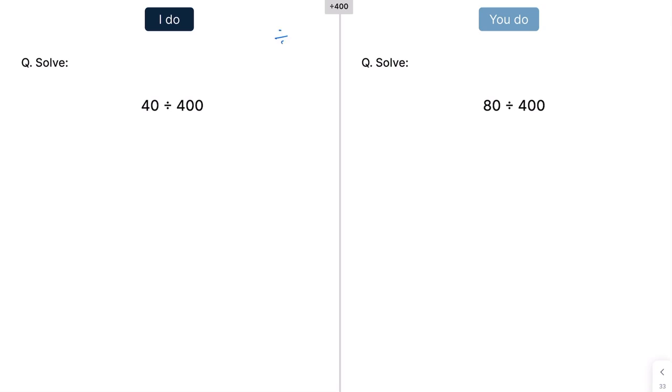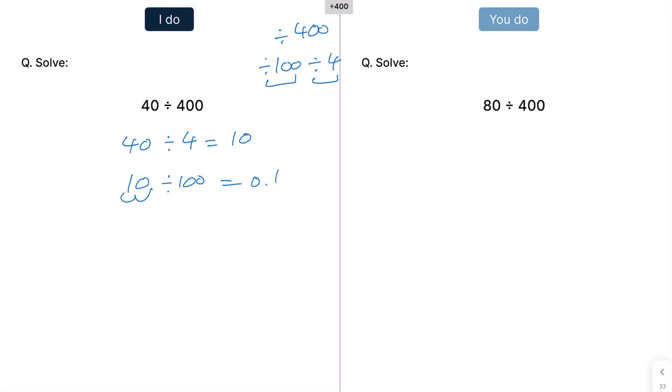Now looking at 400, dividing by 400 is the same as dividing by 100 and then dividing by 4. Just to show you in this case, even though we've normally gone with dividing by the 100 or the 10 or the 1000 first and then the 4, you can do it the other way around. So we could do 40 divided by 4, and that gives us 10. And then I could do 10 divided by 100, and that gives me 2 hops, and that is 0.1. We could have gone down that approach as well.